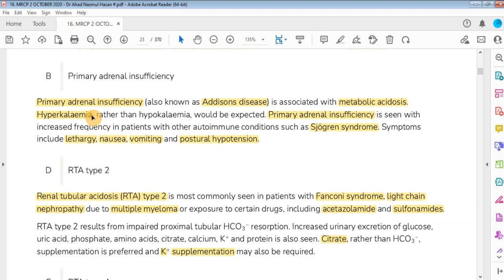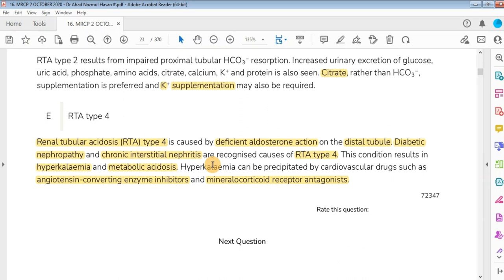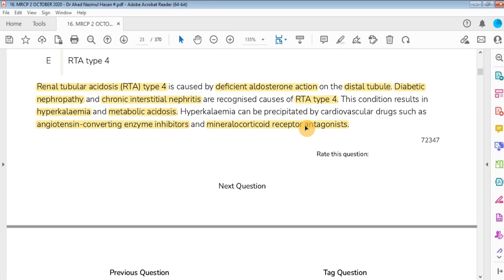And in case of RTA type 2, this is related to the Fanconi syndrome as well as the light chain nephropathy due to multiple myeloma. And RTA type 4 will have the hyperkalemia after introduction of the ACE inhibitor or the mineralocorticoid receptor antagonist like the spironolactone or the eplerenone.